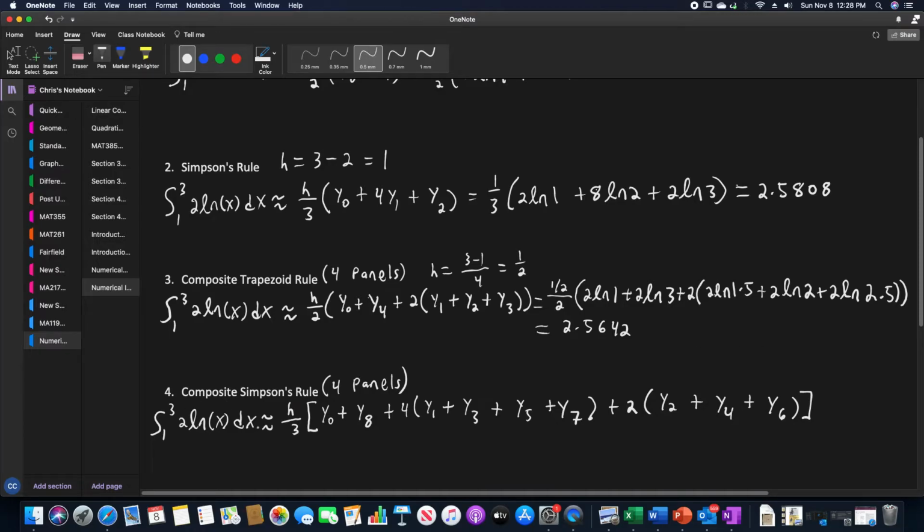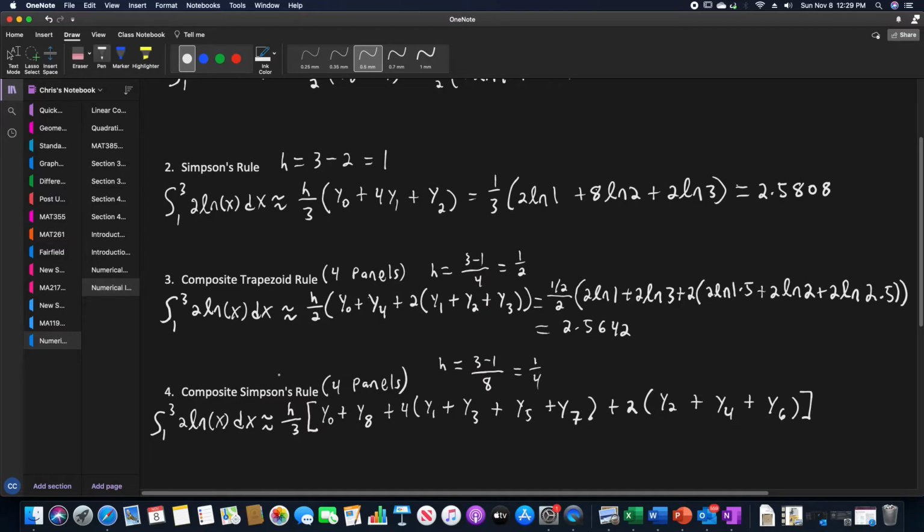Okay. We are using 4 panels. H is going to be 3 minus 1. This will now be over 8, since we have 8 panels. Well, we have 4 panels, but based on the formula, this is going to be 2 times that number of panels, so 8. Doing this out, we get an answer of 1/4.